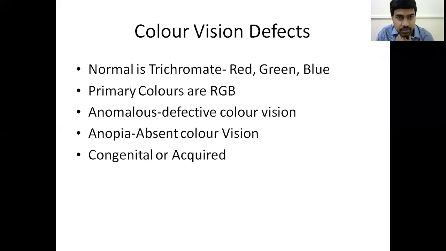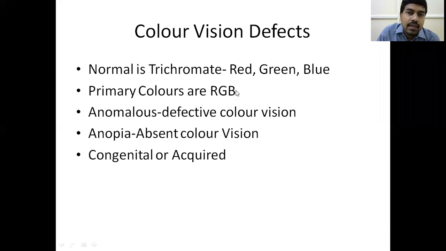Similarly, color vision defects. So what is this color blindness? You might have all come across this color blindness. They usually use it for pilots or in railway employees and all. They use these color vision tests. So what is normal color vision? The normal person is a trichromate. That is red, green and blue. These are called primary colors. So primary colors are 3: red, green and blue.